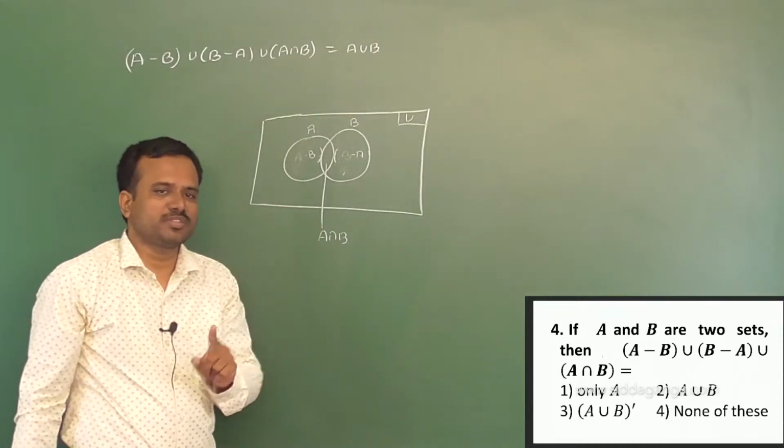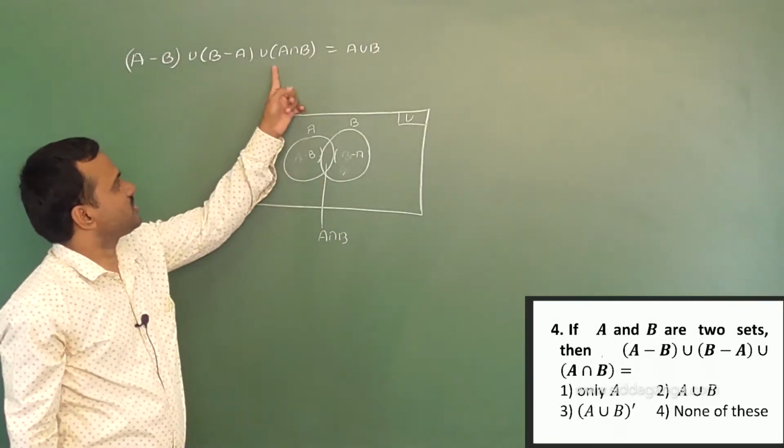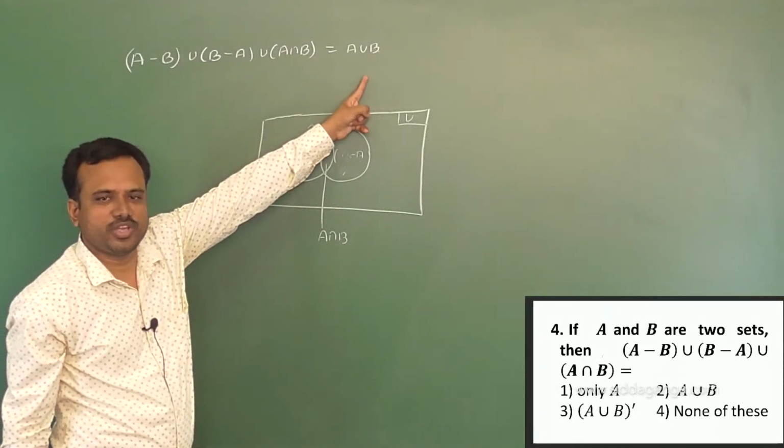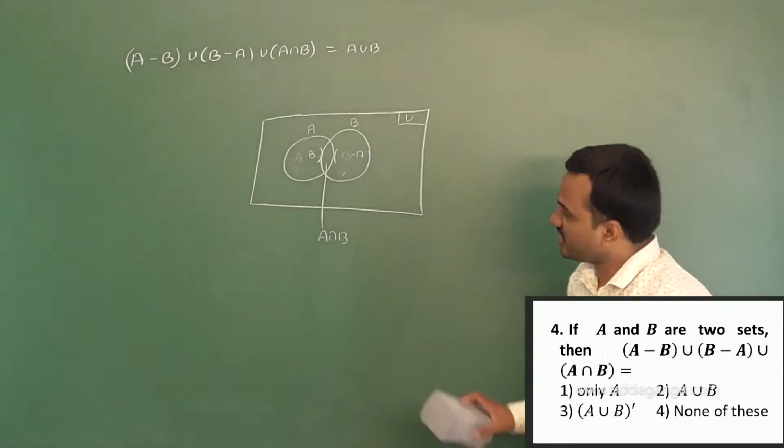If you solve in the analytical method, it is very lengthy. By observing the Venn diagram, this result is equal to A union B. So for this question the option is the second one. Next question.